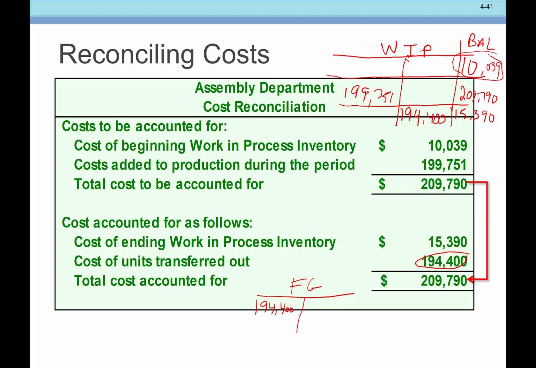We almost did it right on time. 15,390 is what's left, isn't it? Okay? And so all this did was really just give us a check figure. The journal entry would have produced it for us as well, right?